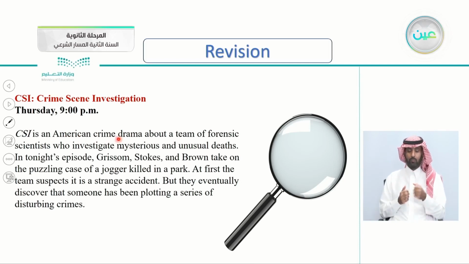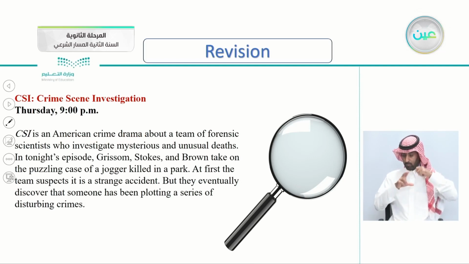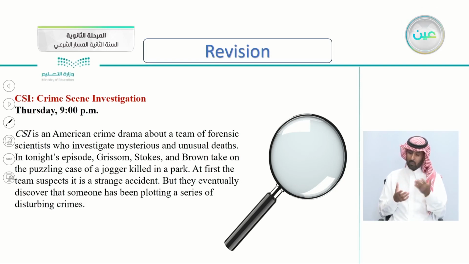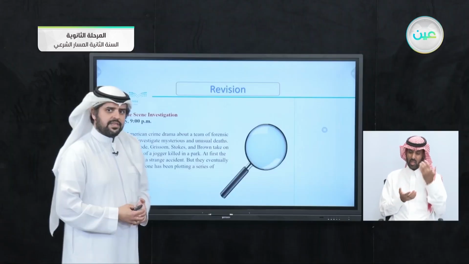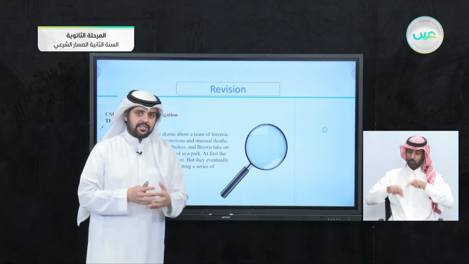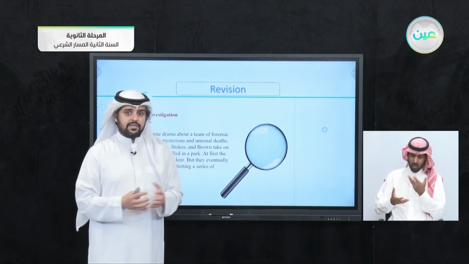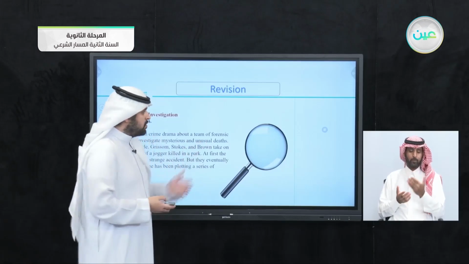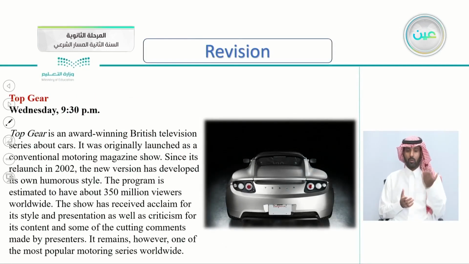CSI is an American crime drama about a team of forensic scientists who investigate mysterious and unusual deaths. In tonight's episode, Grissom, Stokes and Brown take on puzzling cases of a jogger killed in a park. So this is the whole theme of this TV series. Some detectives, some forensic scientists try to solve crimes, try to solve puzzles, and we knew that from our previous lesson. The next show is Top Gear.